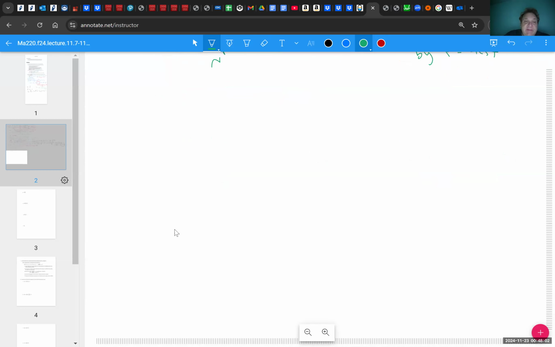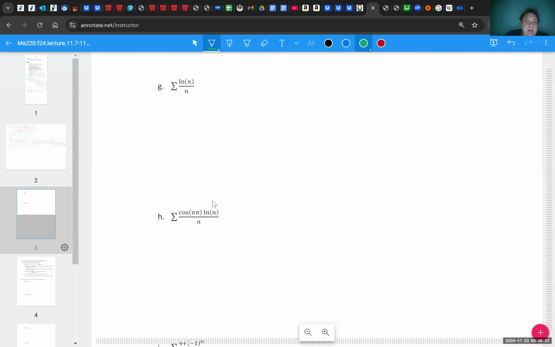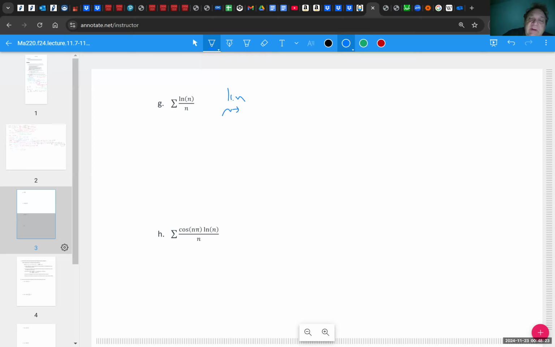All right, so last page of examples, it looks like. I have a few examples left over here. Okay, so ln n over n. Let's not forget to use our divergence test real quick. We'll take the limit as n goes to infinity. This looks like an easy one to differentiate. Ln n over n, they both go to infinity.